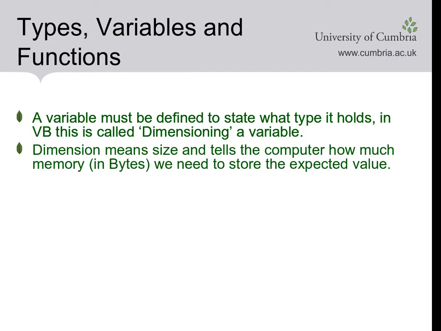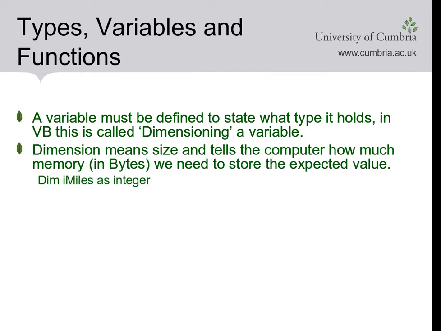So dimensioning, or a dimension, is a size. In VB, when we dimension a variable, we are giving an instruction to the compiler to reserve a certain number of bytes in memory in which to store the bits that represent that particular variable and its value. So we use the keyword Dim in Visual Basic, DIM, before the variable name. So Dim iMiles As Integer.